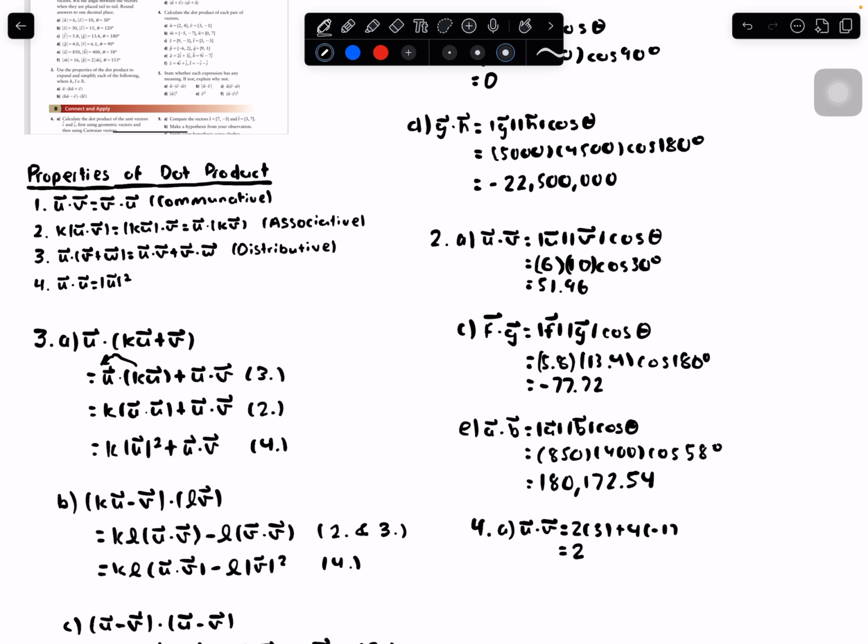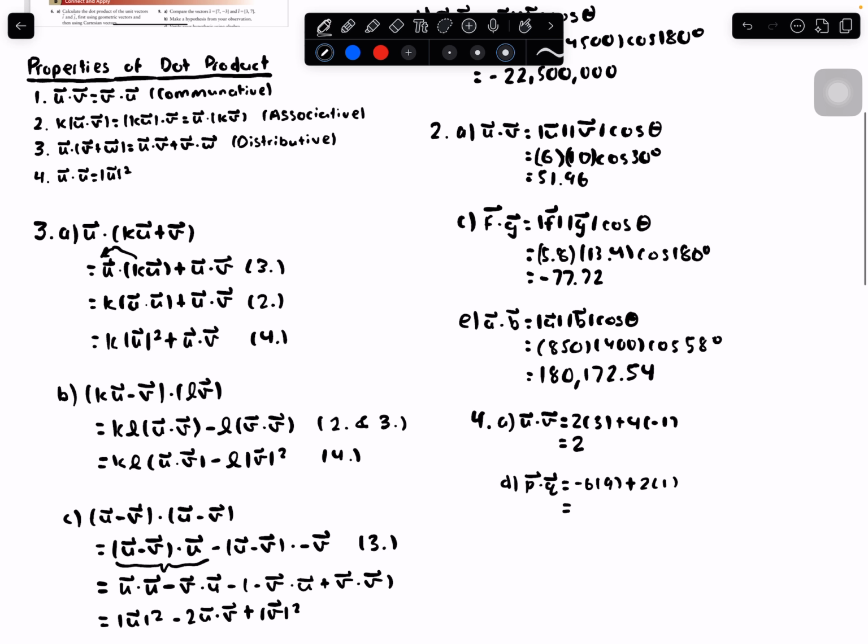And now let's do D. We have p dot q. Here we get negative 6 times 9 plus 2 times 1, which is negative 52.